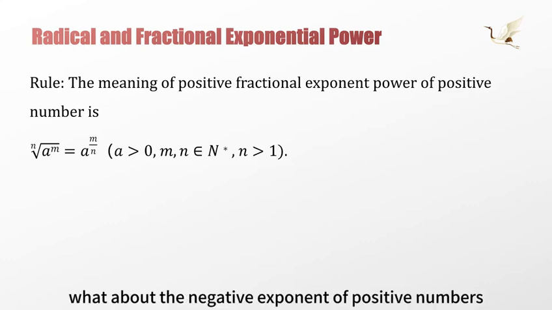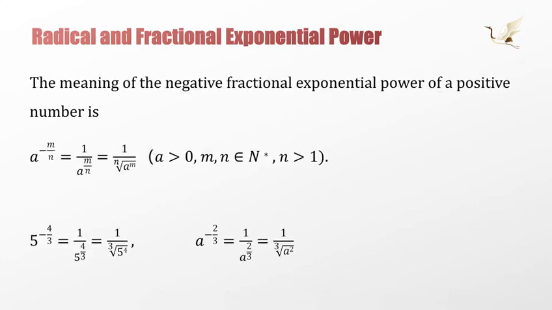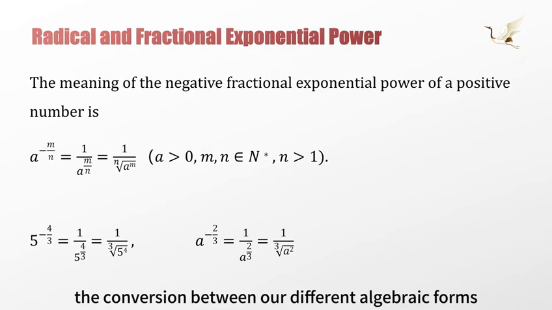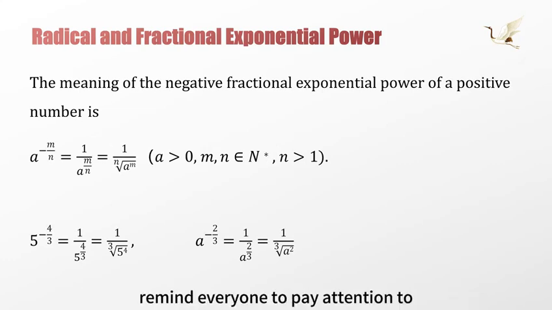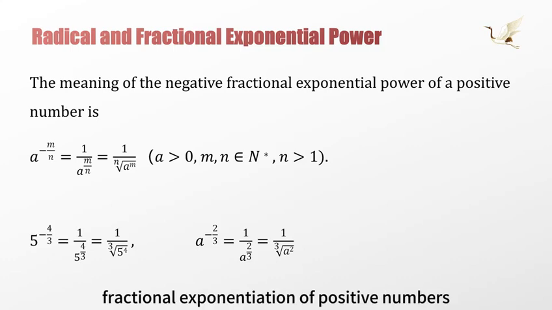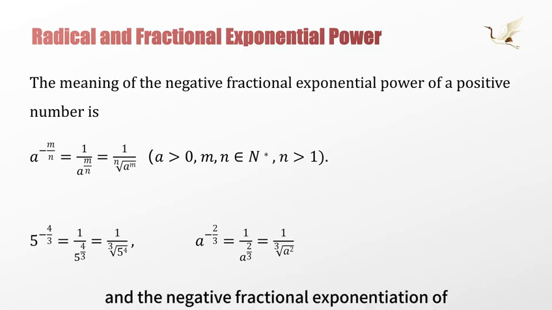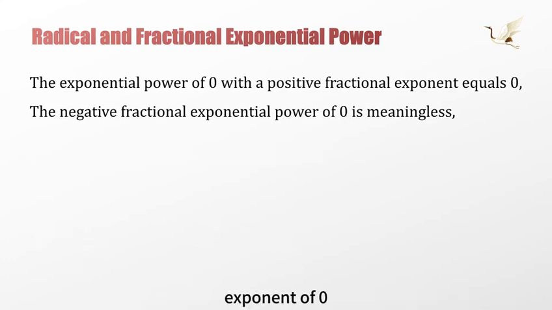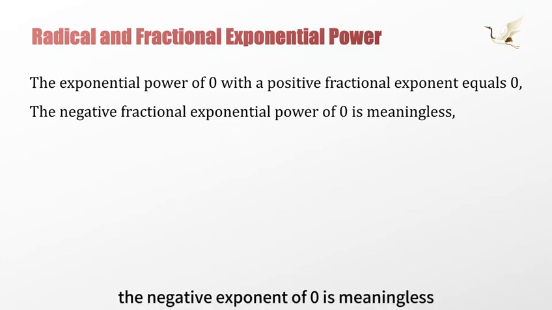What about the negative exponent of positive numbers? We still use this form: a to the power of negative m/n is 1 over a to the power of m/n, and then written in root form. Please note the conversion between our different algebraic forms here, and also pay attention to the range of letter values. What questions should be raised next, after discussing the positive and negative fractional exponentiation of positive numbers? We stipulate that the positive fractional exponent power of 0 is equal to 0. The negative exponent of 0 is meaningless.